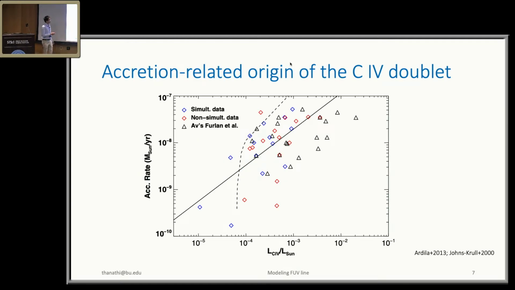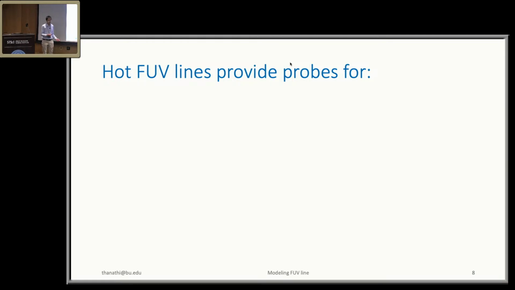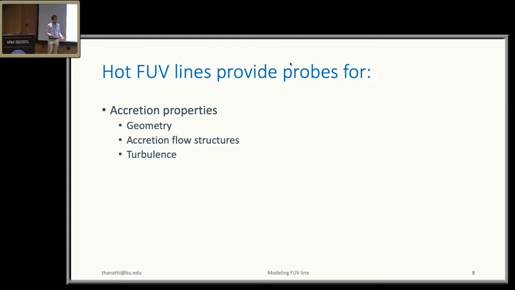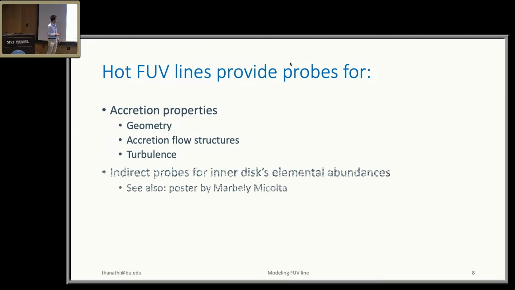First of all, a lot of these lines are related to accretion. This is work from the DAO survey, which is a big HST survey from many years ago, showing that the mass accretion rate is related to the luminosity of the carbon lines. So these lines are related to accretion, and we hope to use them to probe accretion properties. For example, if we can model them, we want to see the geometry of the accretion hotspot and also the structure of the accretion flow as well as the turbulence.